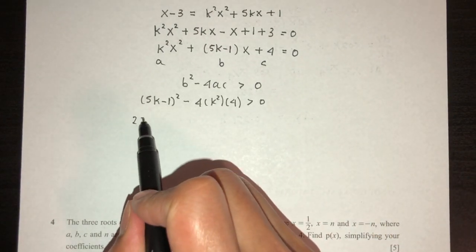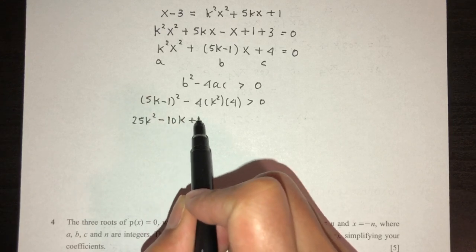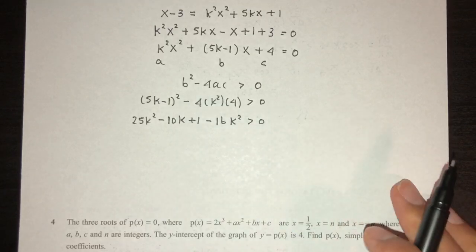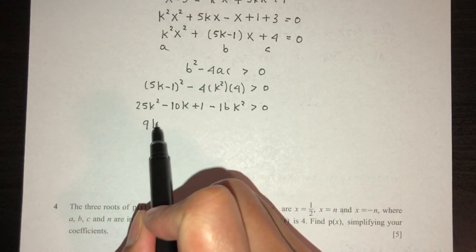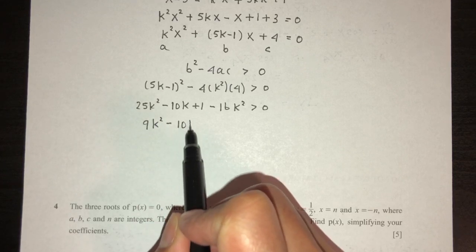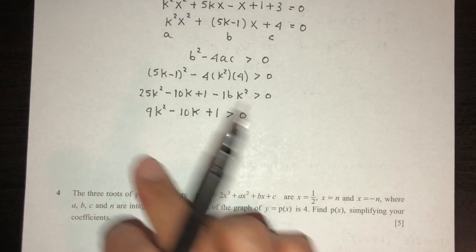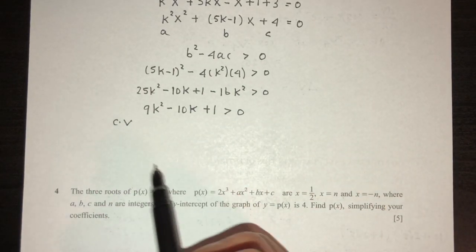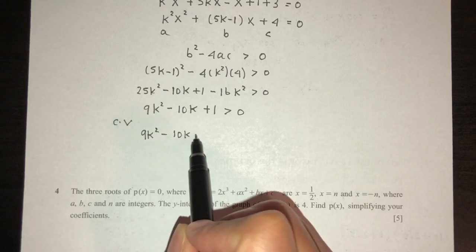You will have 25k squared minus 10k plus 1 minus 16k squared. Now simplify, 25 minus 16, that should be 9k squared minus 10k plus 1 is more than 0. So that is your main equation to solve. But first, to solve this, we have to find the critical values. Basically, we have to equate the same equation to 0.